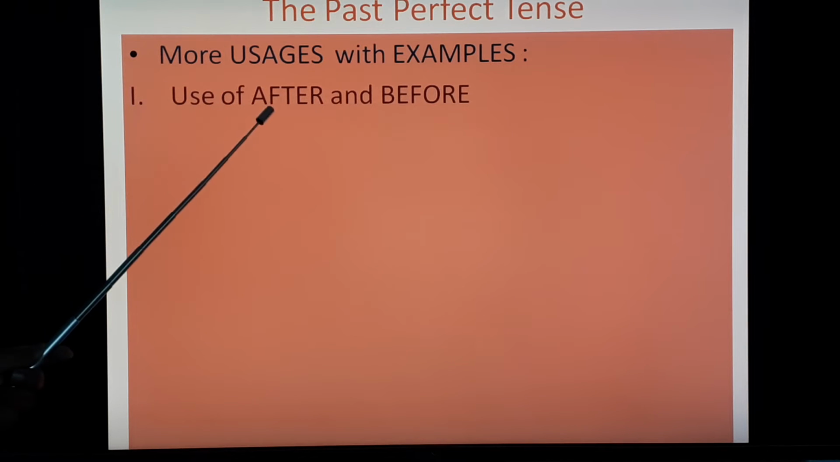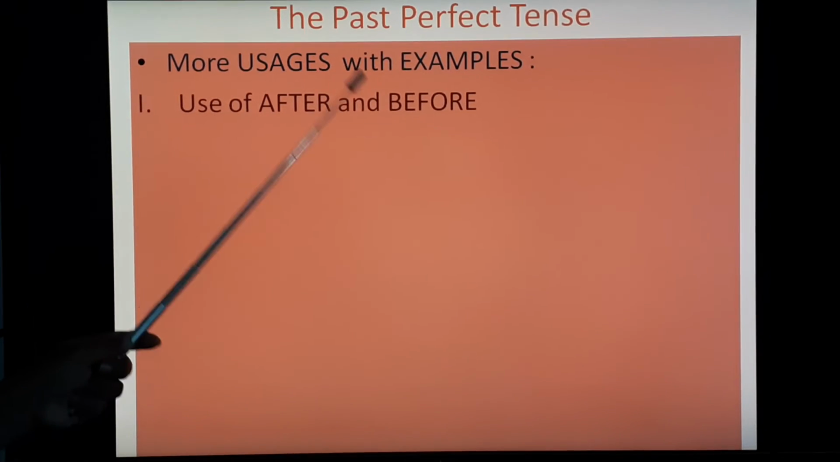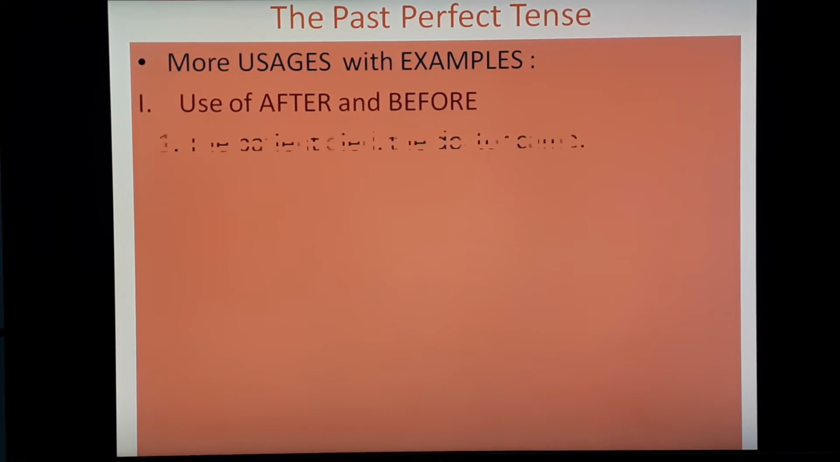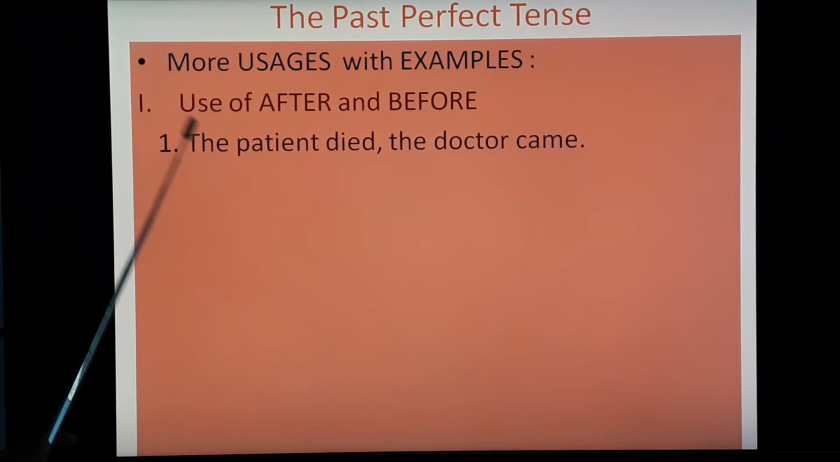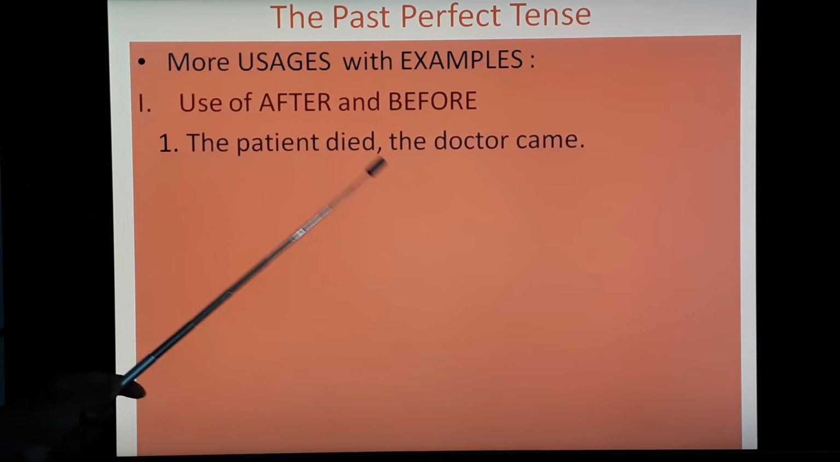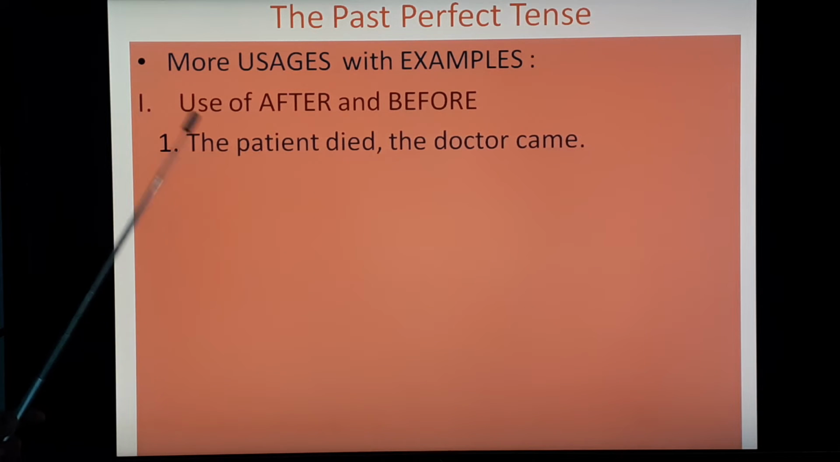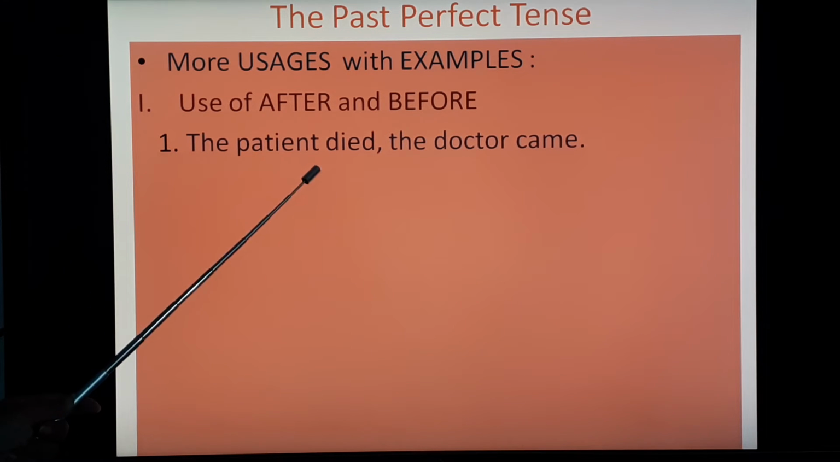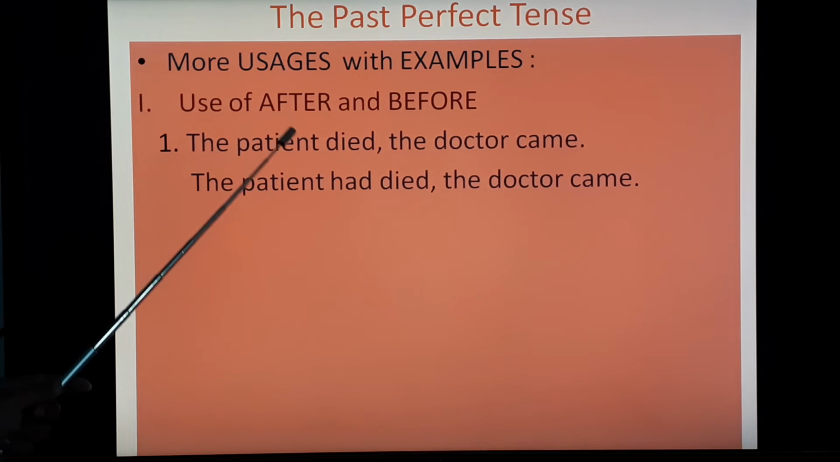First, use of after and before. When to put, where to put after and where to put before, that is given. First, the patient died, the doctor came. These two actions happened in the past. So you have to find out which one happened first, right? The patient died or the doctor came? Which one? So here with first, the patient died. So that happened first. That is why we have put here past perfect tense.